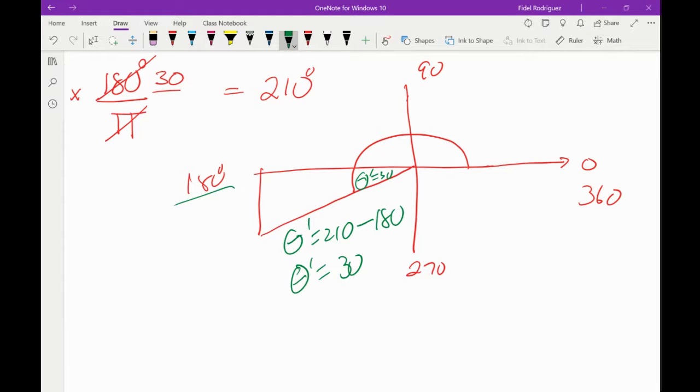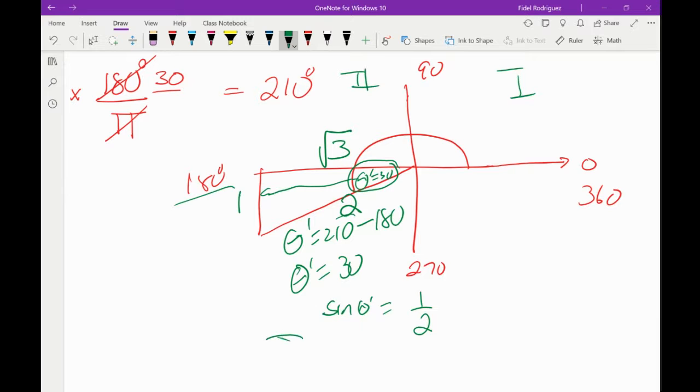So in a 30, 60, 90 triangle, guys, this side here is 1, this side here is 2, this side here is the square root of 3, okay? So the sine of this angle is going to be the opposite over the hypotenuse. So the sine of theta prime would be 1 over 2, but what quadrant are we in over here? Remember, we have quadrants 1, 2, 3, and 4.